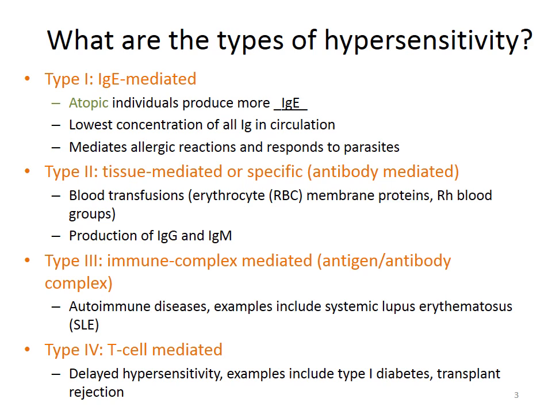Now, there is a group of patients in the population who are considered atopic. Atopic individuals are those that produce excessive levels of IgE, and these IgE levels are typically higher than what normal individuals would produce. And so they're a lot more susceptible to an allergic reaction because of that. Type 2 is what we call a tissue-mediated or specific response. It is antibody-mediated, so in type 2, the IgG and the IgM family are primarily involved.